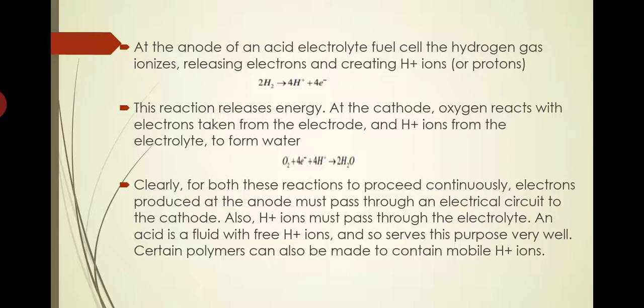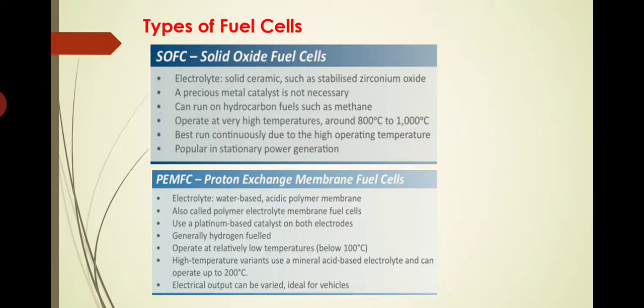So clearly, for both these reactions to proceed continuously, electrons produced at the anode must pass through the electrical circuit to the cathode. Also, H+ ions must pass through the electrolyte. An acid is a fluid with free H+ ions and so serves this purpose very well. Usually, the electrolyte will be an acid, because it will readily allow H+ ions to pass through it. That's why in most cases the electrolyte used is an acid. Certain polymers can also be made to contain mobile H+ ions instead of acid liquid. Sometimes solid polymers are also used as electrolyte, which also transmit the H+ ion readily.